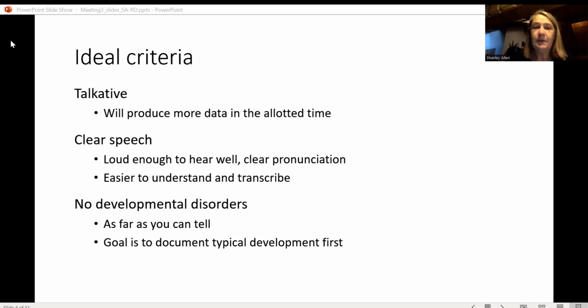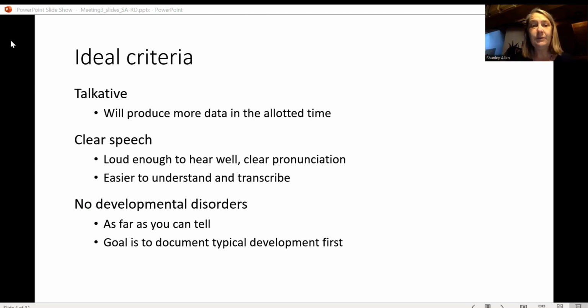And also, you want to go for children that speak loudly enough that you can hear them well, and that have clear enough pronunciation that you can understand them well. And the reasons for this are that it makes it much easier to understand them and to transcribe the data. So there's nothing more frustrating than having a soft-spoken child that mumbles, and then you're not going to get any useful data, or very little useful data, and it will be a lot of work to get that data. So to the extent you can, go for more talkative children that speak loudly enough and have clear pronunciation.